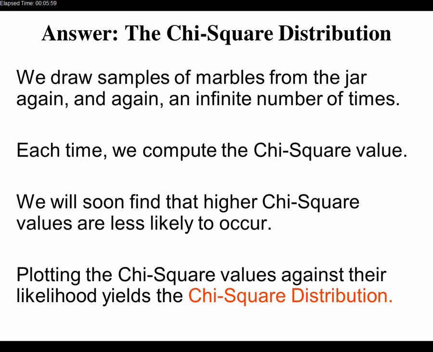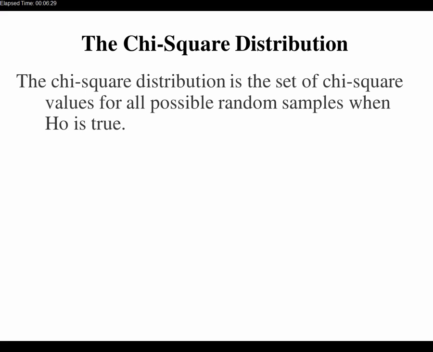Well, we draw samples of marbles from the jar again and again, an infinite number of times. Each time we compute the chi-square value, we will soon find that the higher chi-square values are less likely to occur. So we plot the chi-square values against their likelihood, and that yields the chi-square distribution. The chi-square distribution is the set of chi-square values for all possible random samples when the null hypothesis is true. Is this making sense to you?